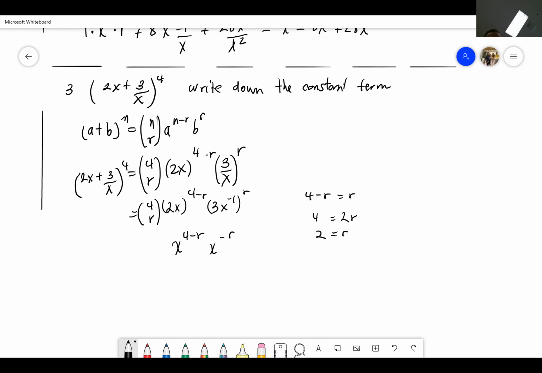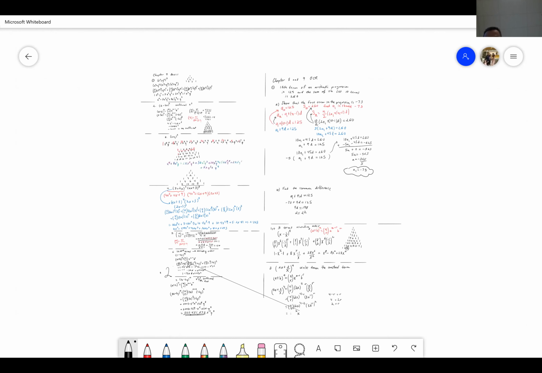So you see that? So now you can say, okay, great. Now I see it. For 2 to the x, 4 minus 2, 3 to the x of negative 1 to the 2. So 4C2, what's 4C2? Is it 2? 4C2. Is it 6? 6 times 2 to the second, x to the second. Oh my gosh, look what happened.